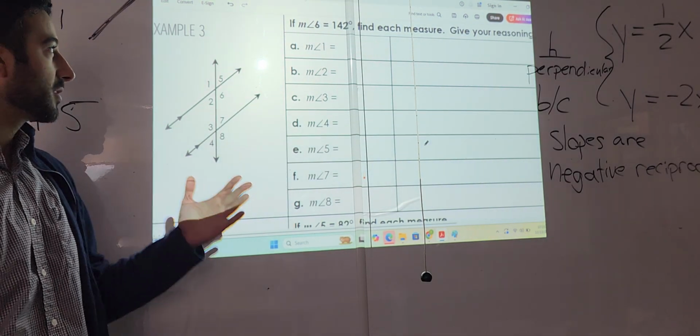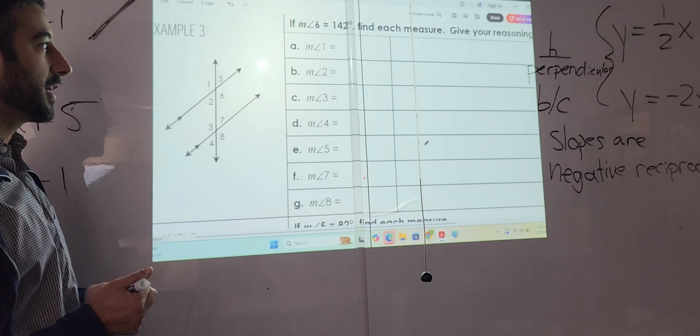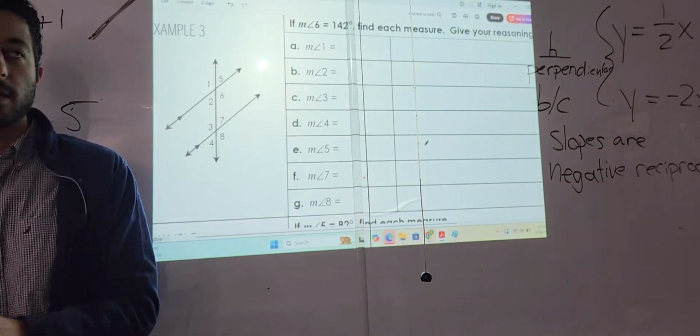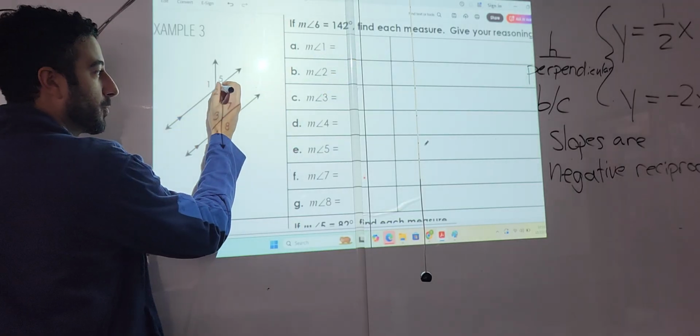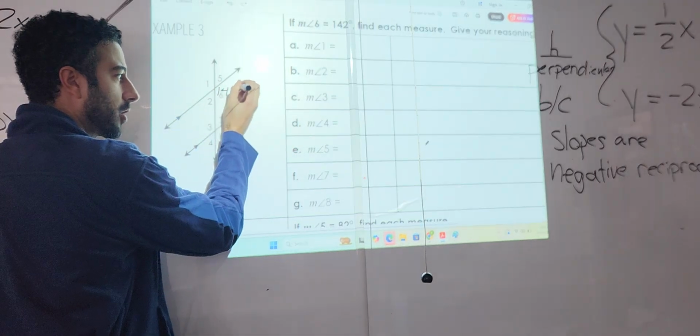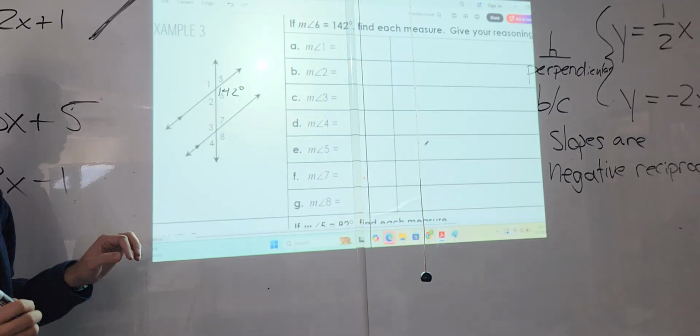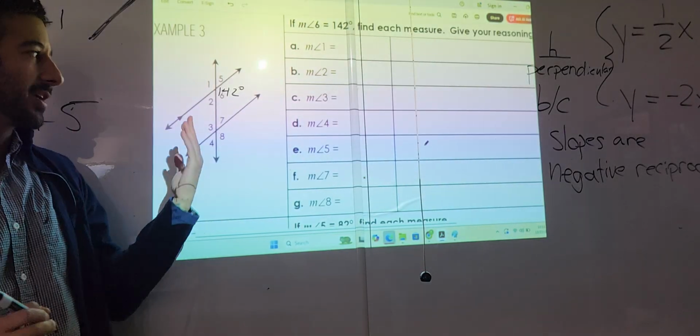So we're going to be teaching example 3, the last example on the page. You guys are good at this by now, yes? They tell you the measure of angle 6 is 142. So let's put 142 degrees right there, and hopefully you're labeling your drawings also. I'm going to ask you the following questions. Just say the answers out loud.